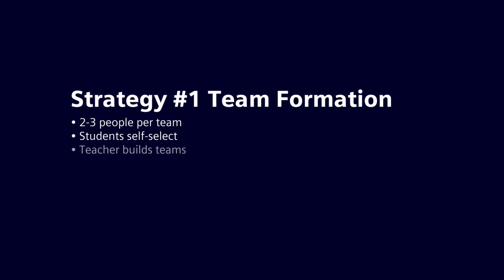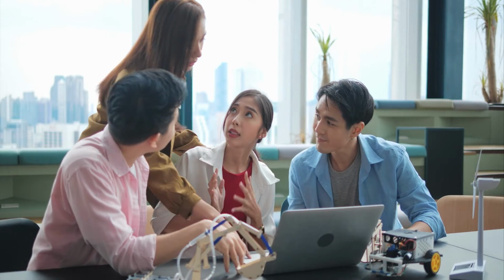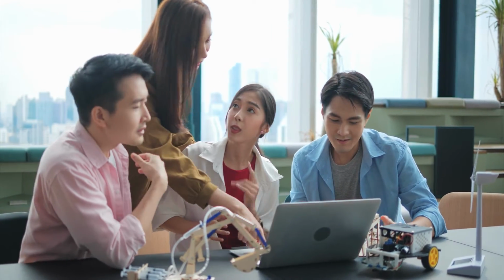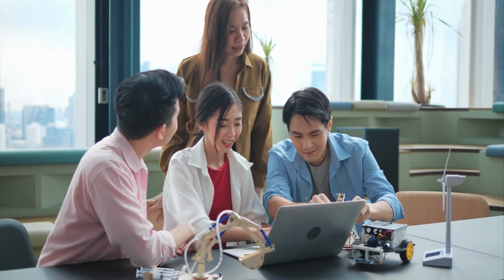A better option is for the teacher to put together teams. Look at students who have complementary skills and abilities and consider personality types. Will they be a good balance? Can they challenge each other? Do they trust each other? Selecting a good team is an important first step. You also need to be sure students understand that each one of them is responsible for the learning, even though this is a group effort.